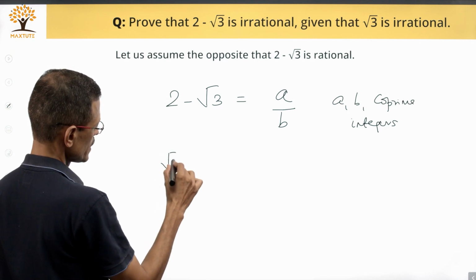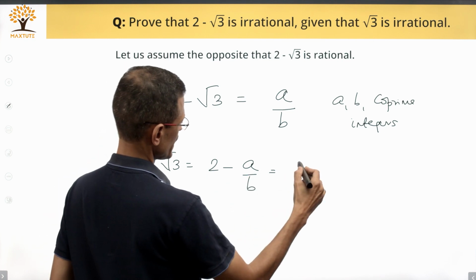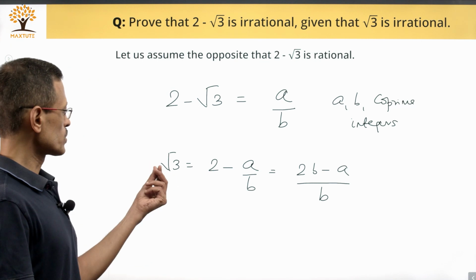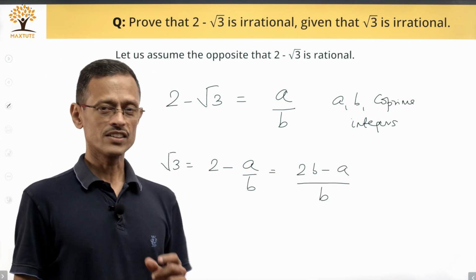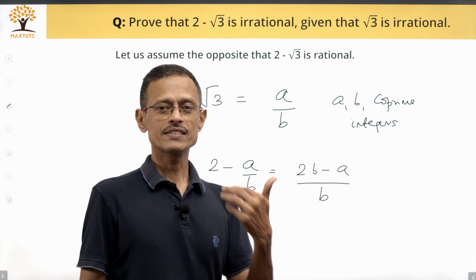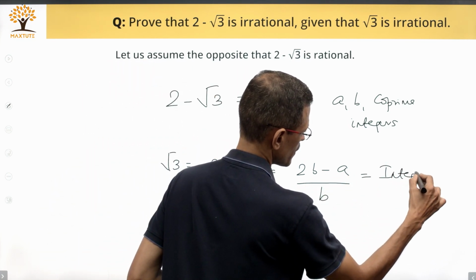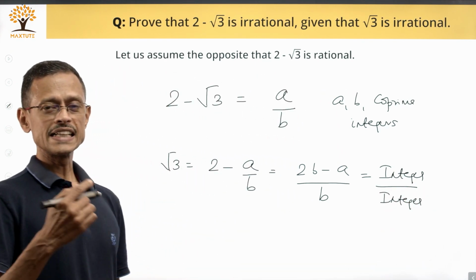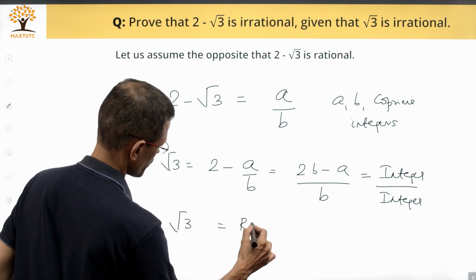So we'll have root 3 is equal to 2 minus a by b. Take b to be the common denominator. We'll have 2b minus a divided by b. So root 3 is equal to 2b minus a divided by b. a and b are integers, which means 2b will be an integer, 2b minus a will be an integer, divided by b is another integer. So we have root 3 is equal to an integer divided by another integer. If root 3 is an integer divided by another integer, then essentially root 3 is a rational number.